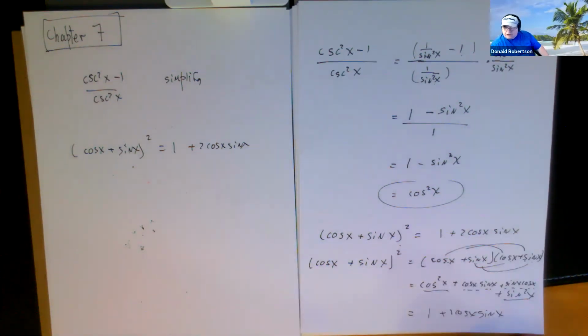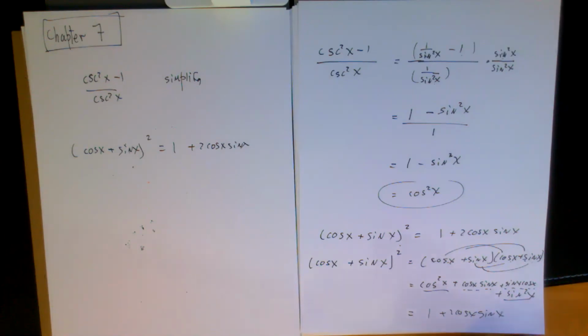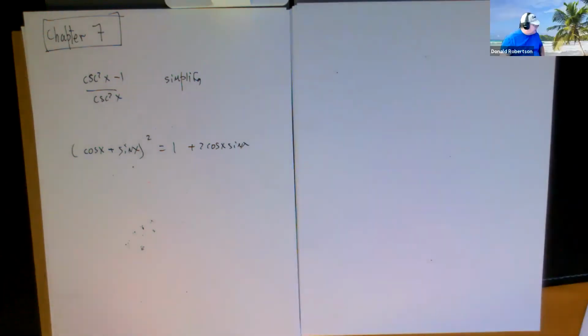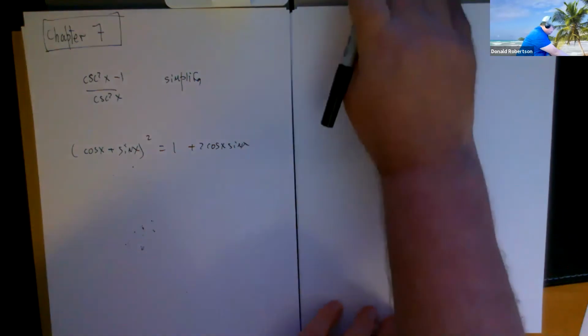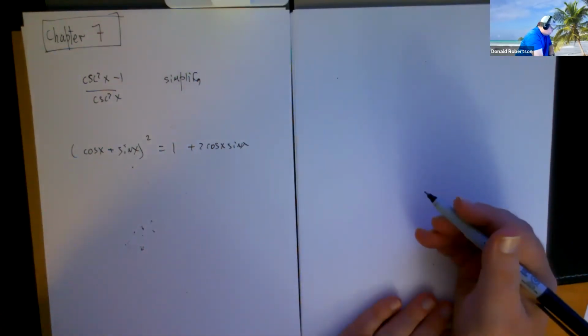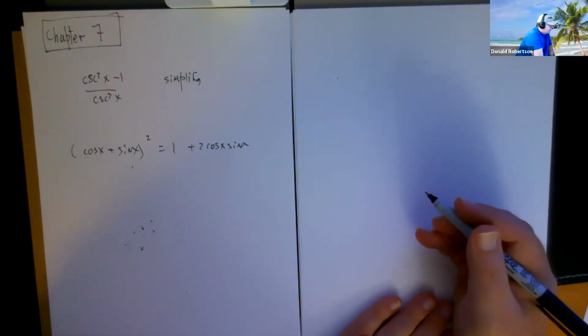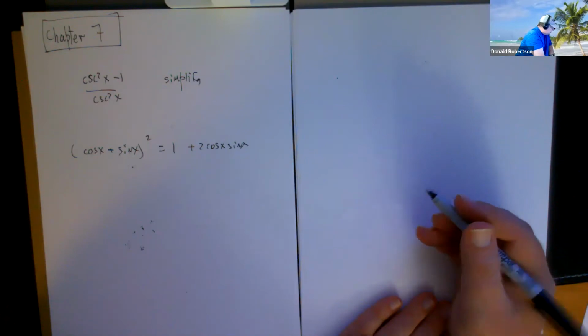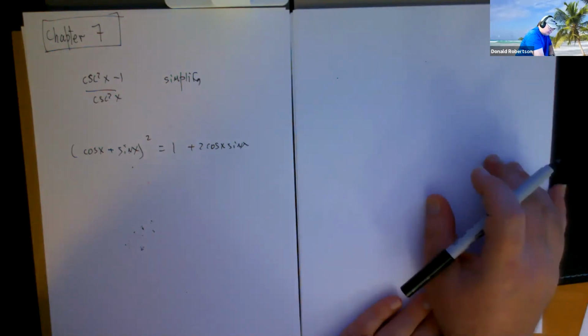Are we good? Yeah. Okay. Now let's just pick something at random, see what I can come up with here. It's hard to come up with an identity just off the top of my head. I should be able to do something.